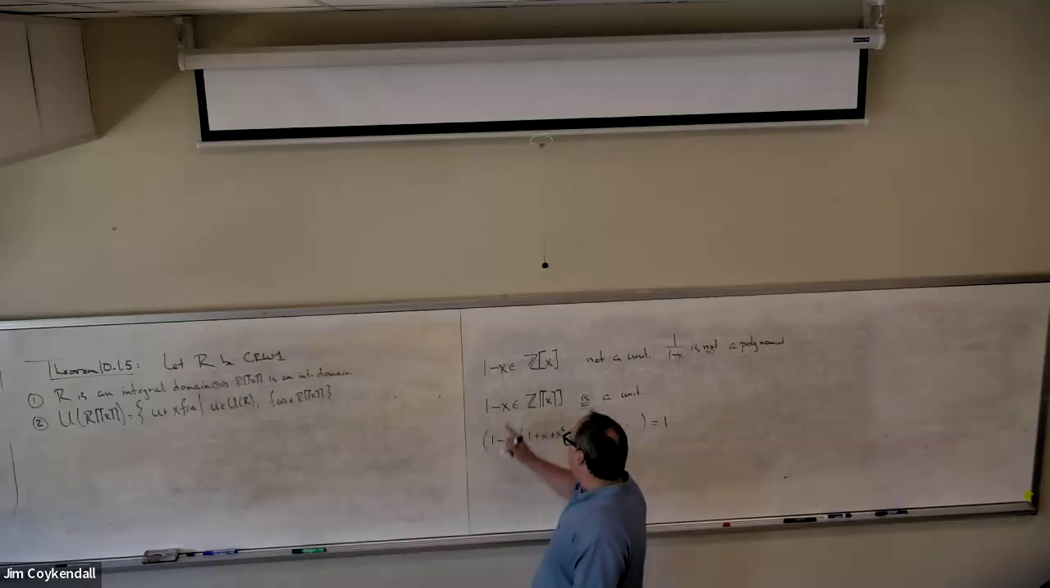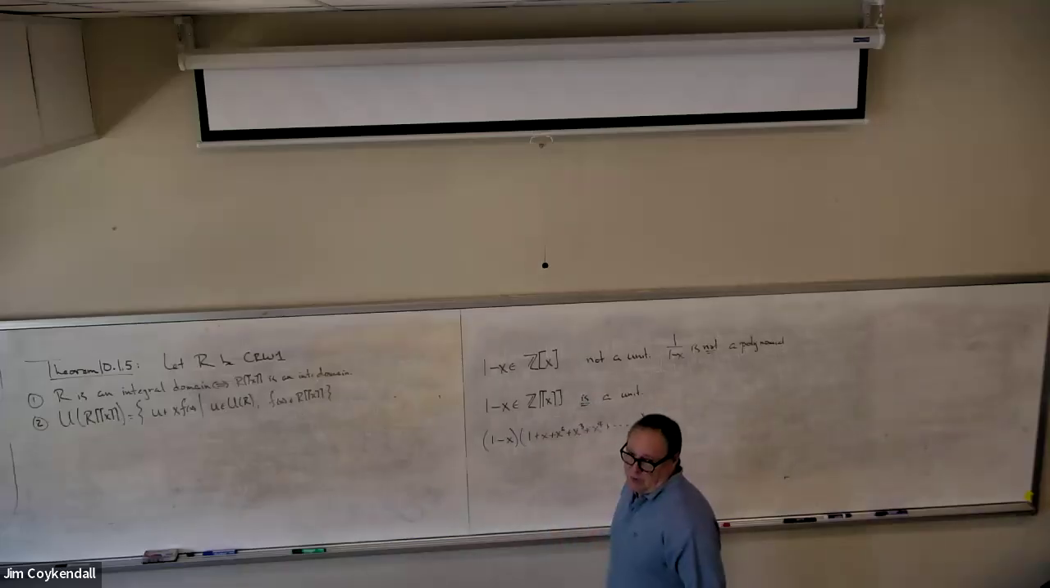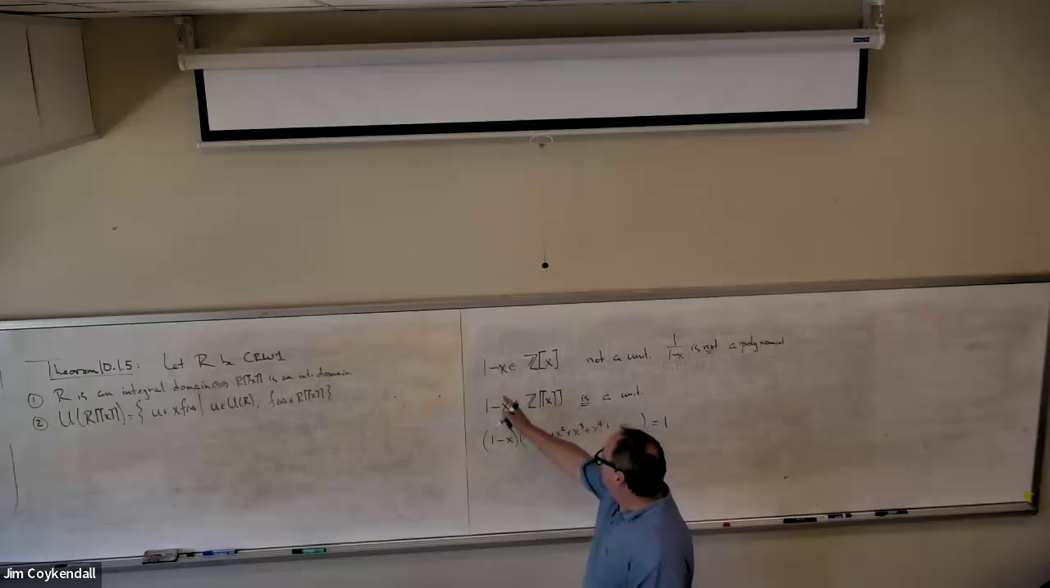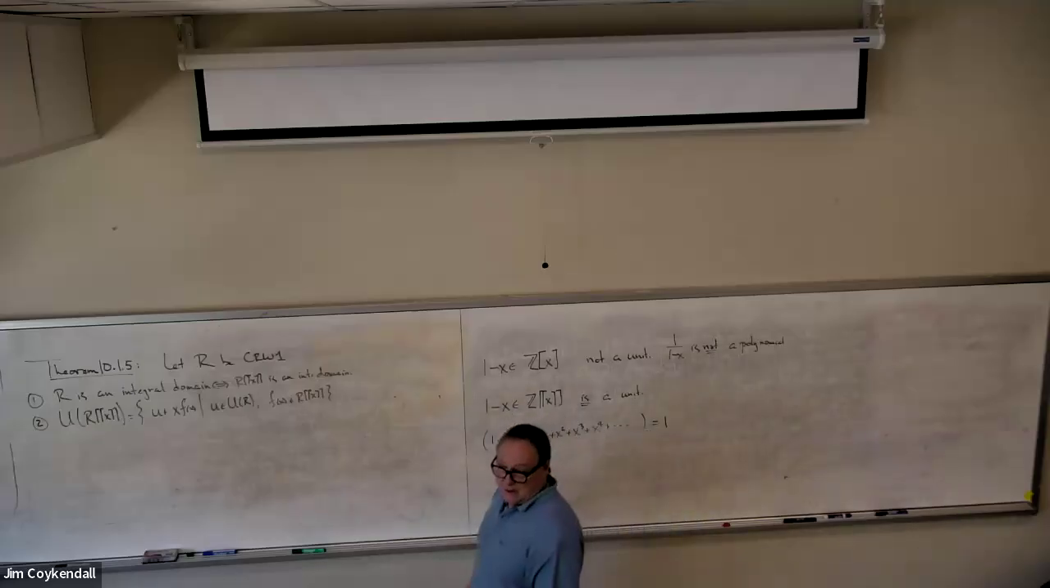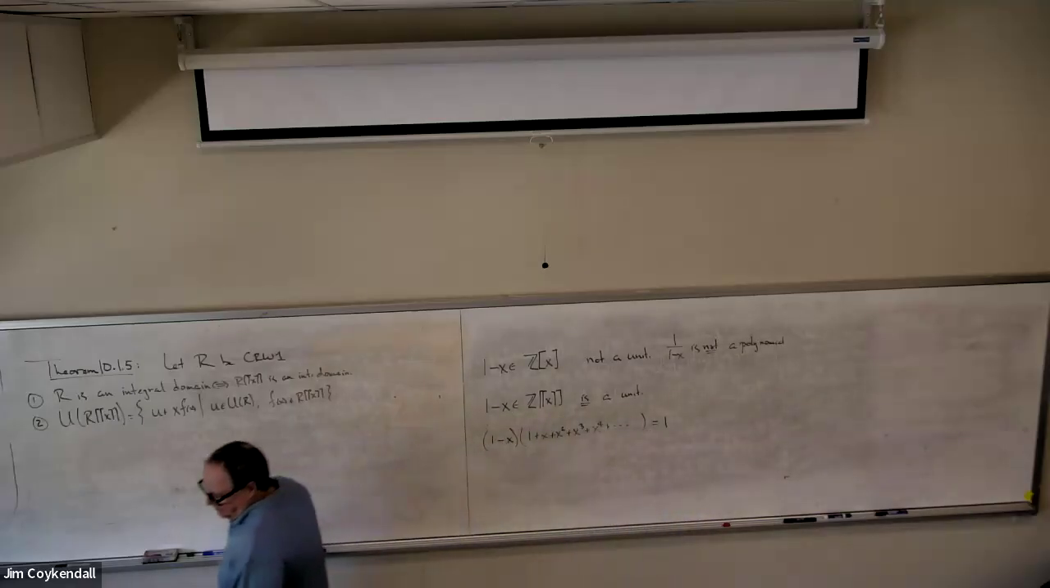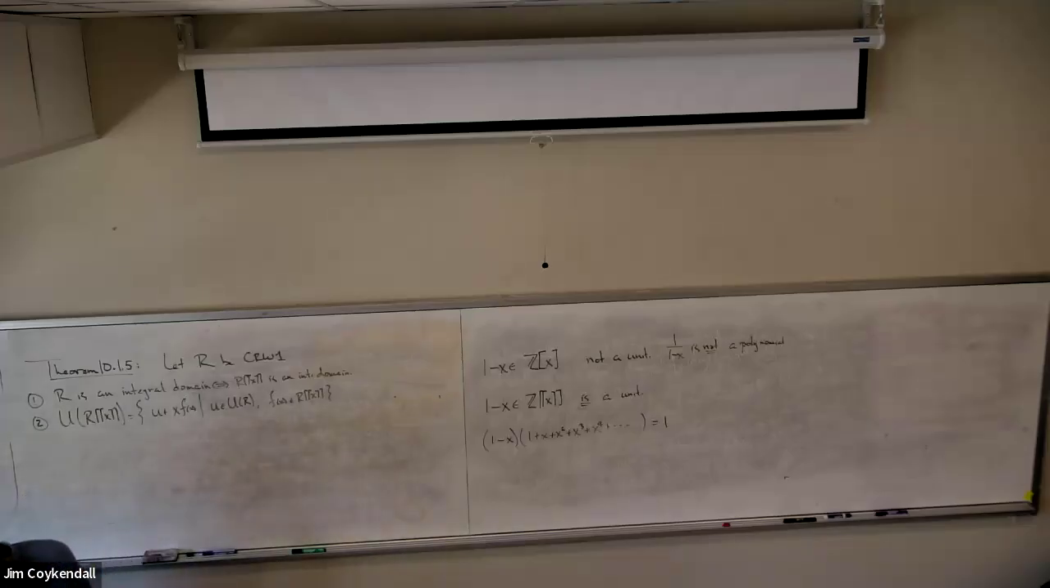So in Z[[x]], 1 plus x, the constant term is 1, it's a unit. This one starts with 1, it's a unit, end of story. 2 minus x, 2 is not a unit in the integers, so it's not a unit. And I'll kind of demonstrate why that's true. I won't give a formal proof of it.